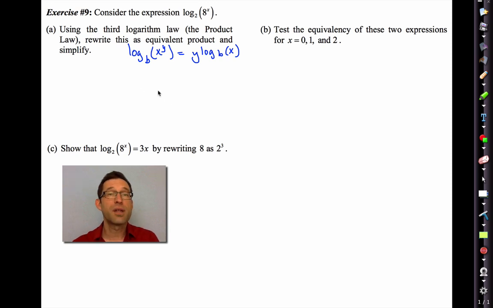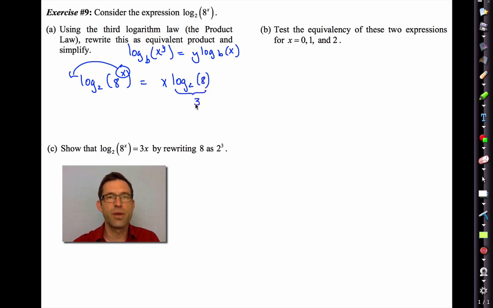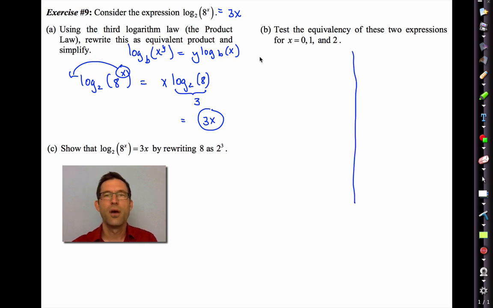All right. Well, it's not very hard. If we have the log base 2 of 8 to the x, what that logarithm law allows me to do is bring the x out. I'll get log base 2 of 8. But this is 3. So all of this is 3x. So this thing and 3 times x are equivalent. Isn't that amazing? Now letter B says test the equivalency of these two expressions for x equals 0, 1, and 2. All right, well, let's do it.